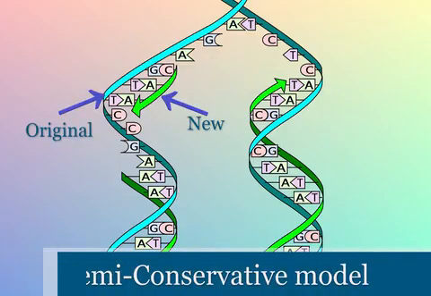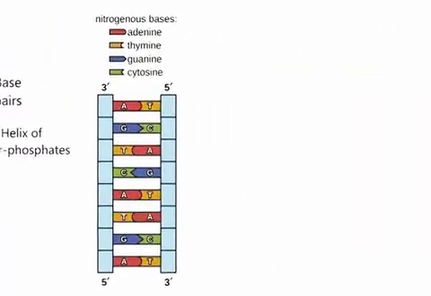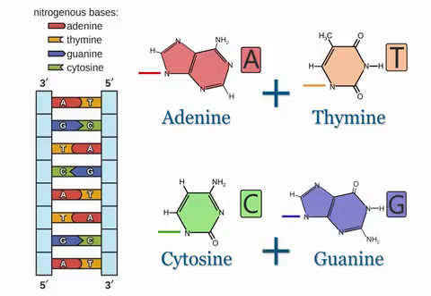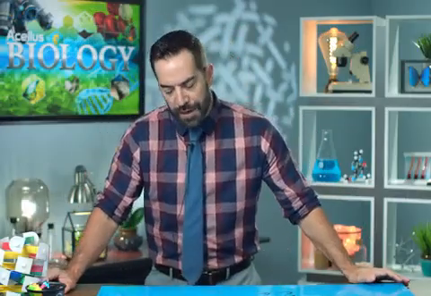And again, we're always going to be following the rules of base pairing, where adenine pairs with thymine and cytosine pairs with guanine. You can't get bonds between thymine and cytosine, so you don't have to worry about that happening. There's a lot of fail-safes built into DNA replication.